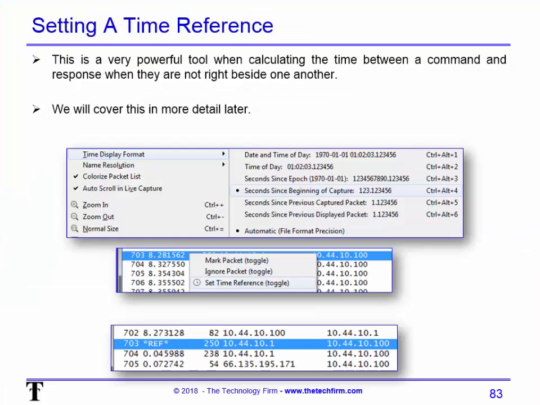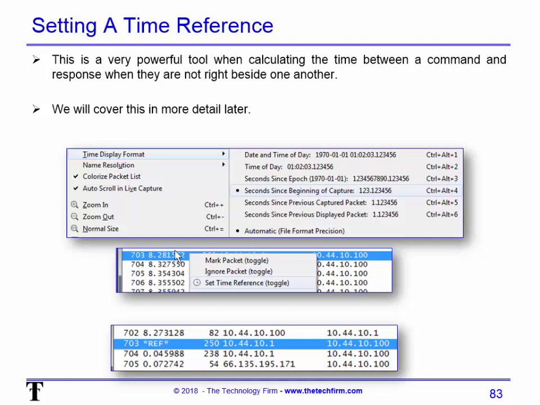Now, setting a time reference. This is a very powerful tool when you need to calculate the time between a command and response, for example, and they're not right beside each other. So you've got a command, you've got about 10 packets, and then you've got a reply, and you need to know how long that took, 30 seconds, a minute, whatever. So the best way to do that is Time Display Format. Again, View, Time Display Format, seconds since beginning of capture. Again, I strongly suggest you use millisecond format.